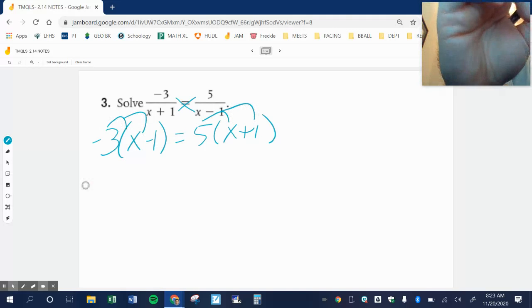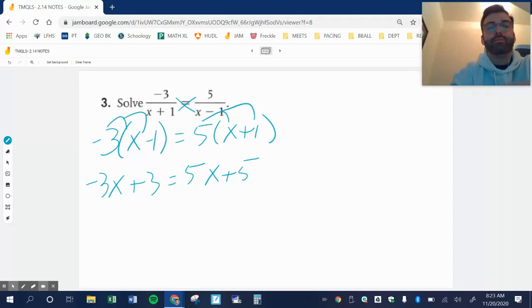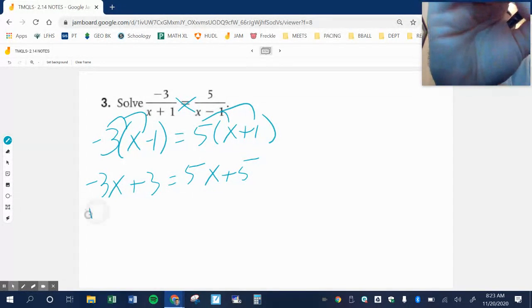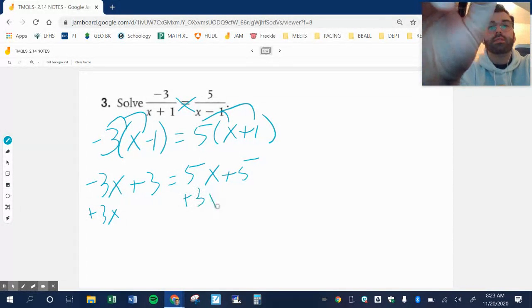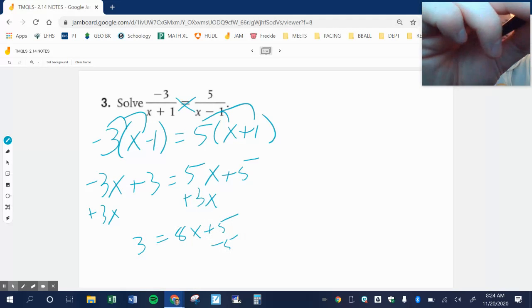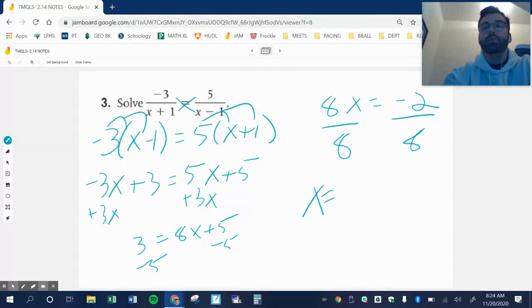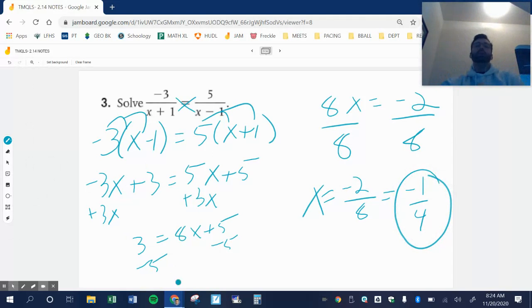Distribute. -3x plus 3 equals 5x plus 5. I'm going to add 3x to both sides. So I get 3 equals 8x plus 5. Minus 5, 8x equals -2. Then I've got 8 times x, so I divide by 8. x equals -2 over 8, which, if I reduce that, is -1/4. I divide the top and the bottom by 2. Make sure you always reduce when possible.